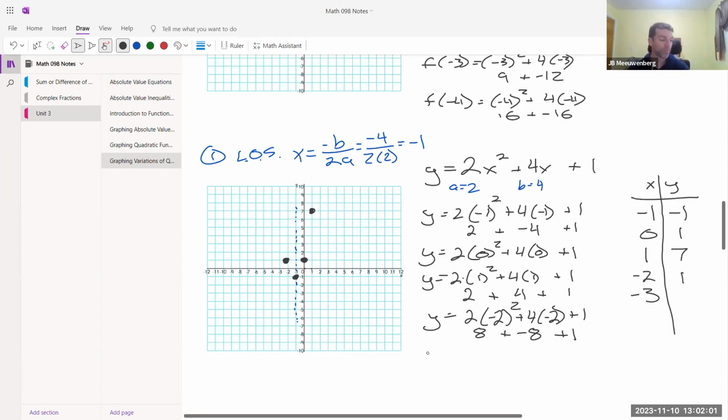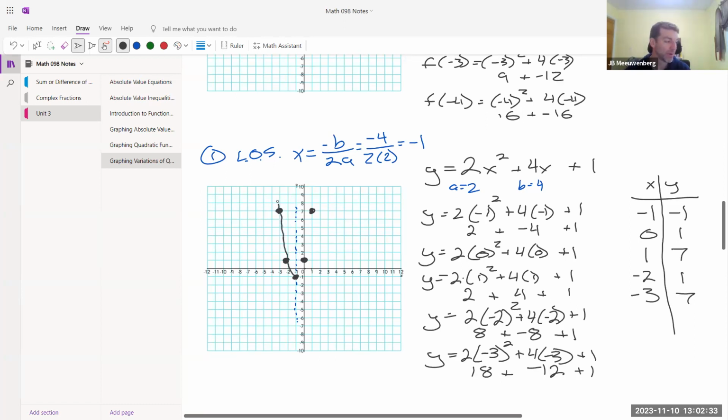And then we'll do one more. Y equals 2 times negative 3 squared, make sure to put that in parentheses, plus 4 times negative 3, plus 1. Negative 3 quantity squared is 9, times 2 is 18, plus 4 times negative 3 is negative 12, plus 1. This is 6, plus 1 is 7. And there's the point, negative 3, 7. And look at that. It makes a nice U shape.